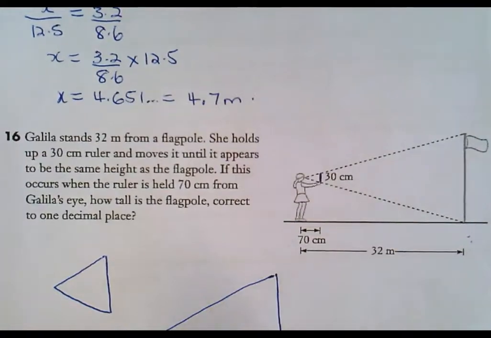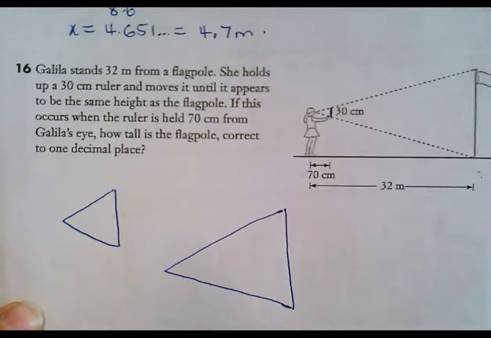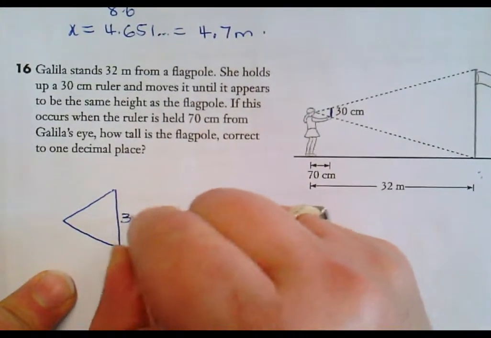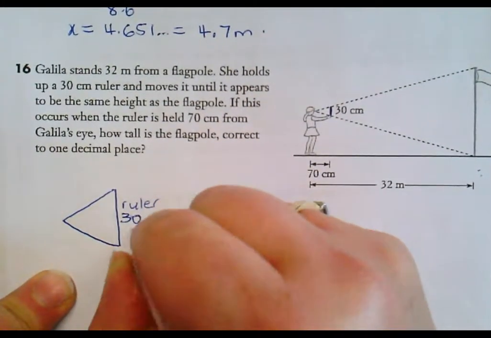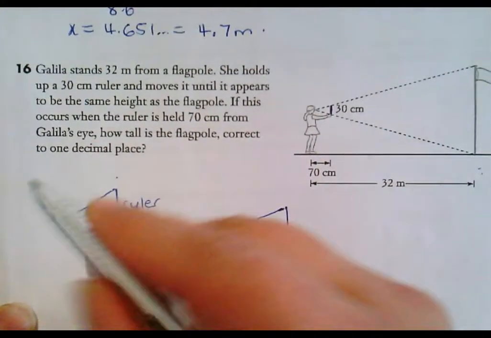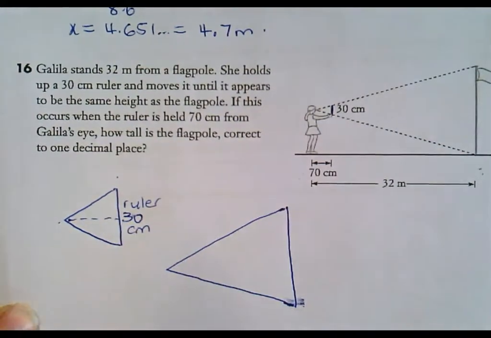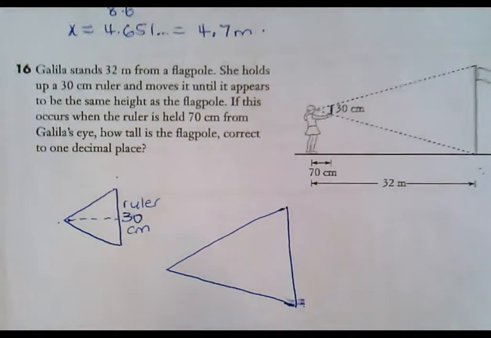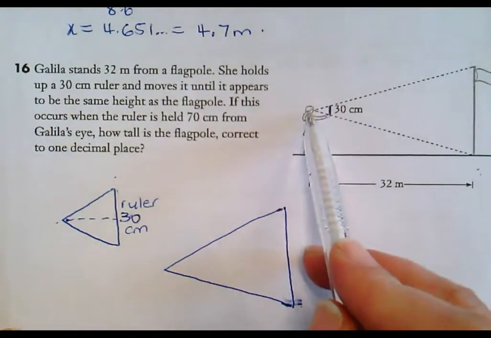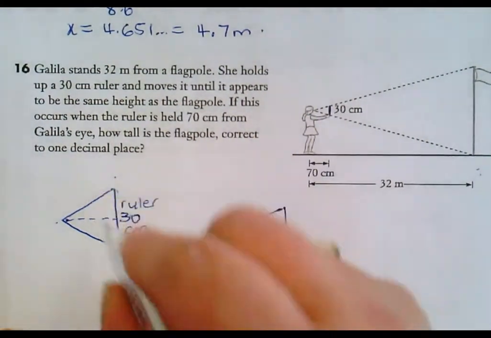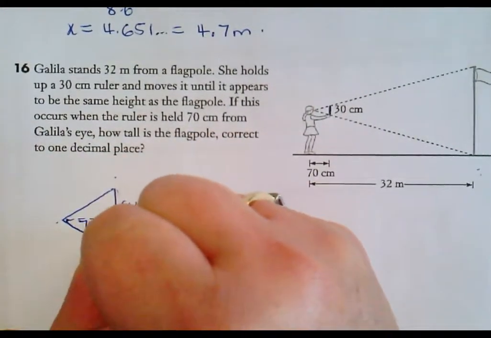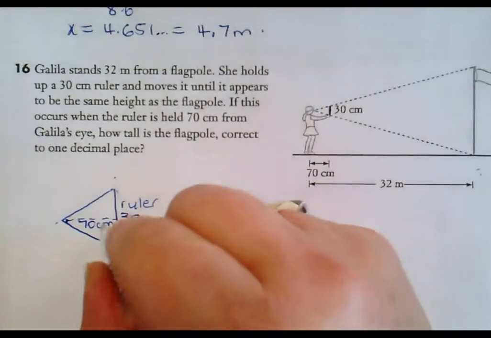Please be careful of where those distances are, because this is the ruler, it's 30 centimetres. Where do I write the 70 centimetres? On one of the side lengths or through the middle? It's through the middle. So this is 30 centimetres. The distance from her eye to the ruler is 70 centimetres. It's not that distance there or there. It's the perpendicular distance.